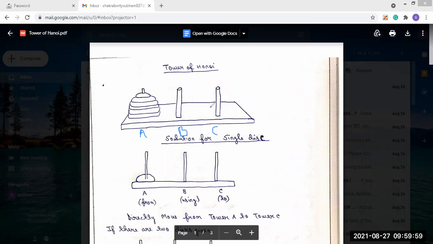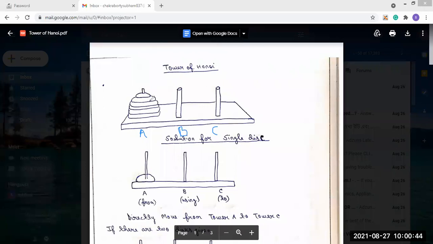And when we move them, it should be kept in mind that a larger disk should not be kept over a smaller disk. That means the larger size disk will always be at the bottom, and the smallest disk will be at the top. So this should be kept in mind: the larger disk should not be kept over the smaller disk. The larger disk will be below, and above the larger disk there will be the smaller disk. So like this, the arrangement will go on.